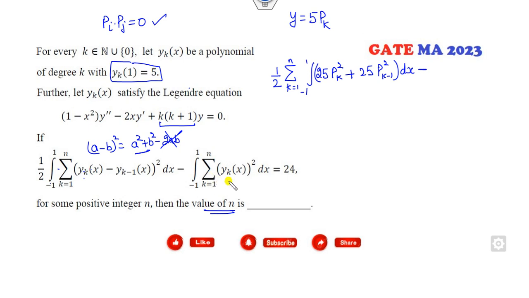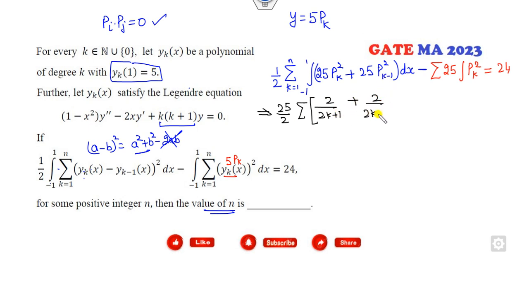Minus. Look at this one again. yk is my 5 into Pk. Summation I can take outside. 25 is outside, Pk square, which comes to be 25. Now you can substitute the value. 25 I can take common. 25 over 2, summation of, what is the solution of this, 2 over 2k plus 1, plus the solution is 2 over 2k minus 2 plus 1, that is 2k minus 1. Again 25 into 2 over 2k plus 1, and it comes to be the summation.